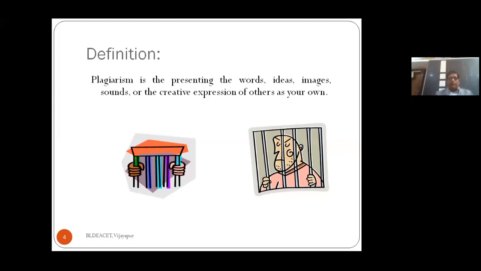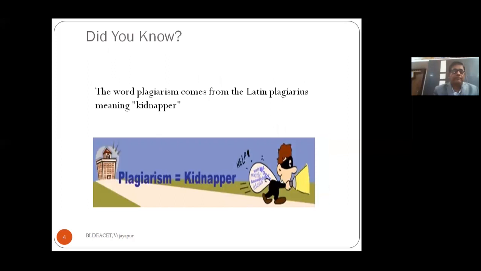We say other people's work is our own, and this is wrong. That is plagiarism. Did you know the word plagiarism comes from the Latin plagiarius, meaning kidnapping? We first steal someone else's work and then call it ours. Plagiarism is kidnapping, stealing from others. It is not our own.